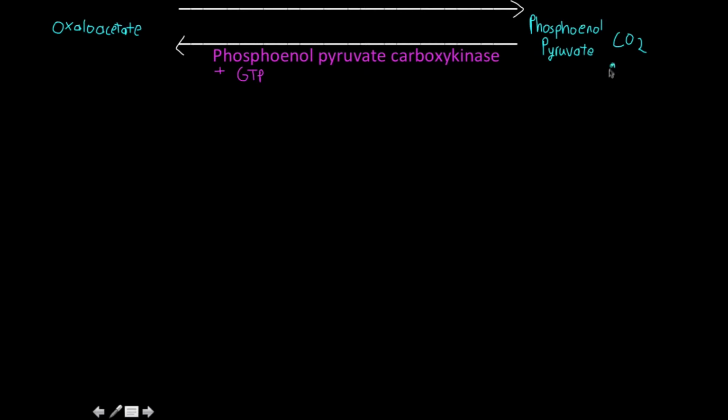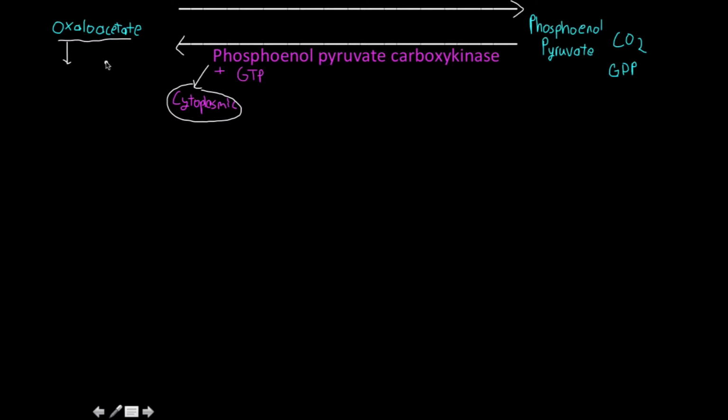And it's not really that important, but also GDP. One of the things I wanted to mention is that phosphoenolpyruvate carboxykinase is a cytoplasmic enzyme, whereas pyruvate carboxylase was mitochondrial. So it's in the cytoplasm.